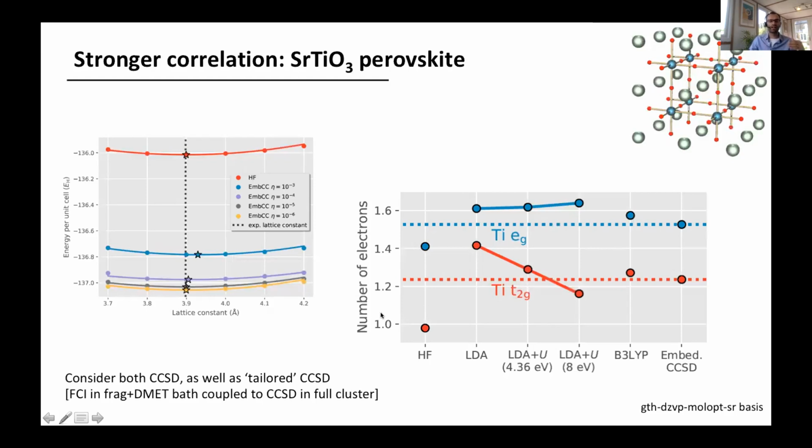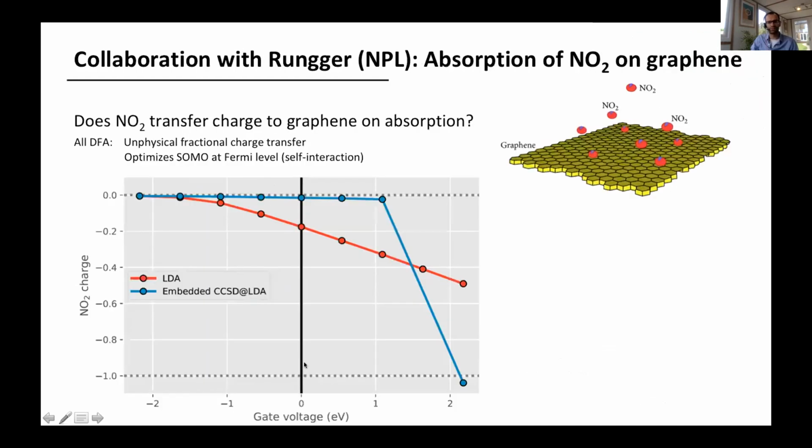We can go to stronger correlations. This is an active space approach, as I said, that's not limited in terms of the truncation level. We can do things like tailored coupled cluster, which is a quasi-strongly correlated method. It's fundamentally still based on a single reference coupled cluster, but we essentially can do full CI in our fragment plus a small part of our bath, which tailors the coupled cluster over the larger fragment. We can compare with approaches from hybrid functionals and other empirical results for strongly correlated perovskite systems. Again, getting very good agreement with experiment.